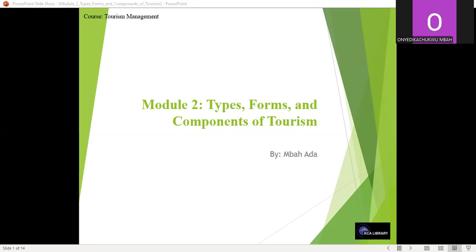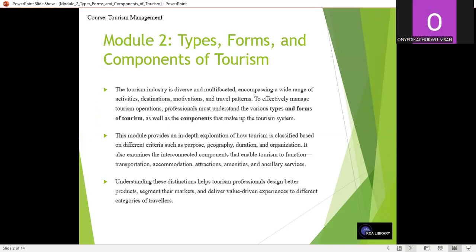This is module 2 of tourism management. And in this module, we're going to be discussing the types, forms, and components of tourism. Forms, types, and components of tourism.